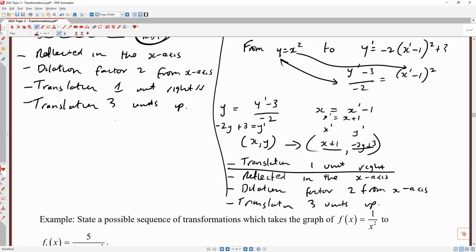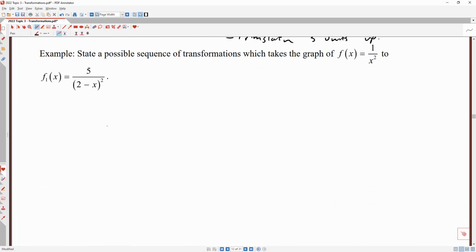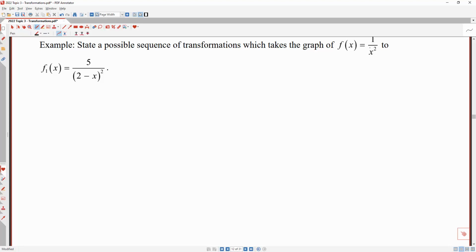Alright, let's go with the next one. State a possible sequence of transformations which takes the graph of 1 on x squared to this graph here. Now this is where it gets particularly difficult to do it by intuition or by sight, and in fact I can't do it at this point. So I need the mapping to serve up the transformations to us, and I've tried to work out different ways of doing it using function, but I always come back to doing mapping on these particular questions. So I highly recommend you do the same. We're going from y equals 1 on x squared to y equals 5 on 2 take x all squared.